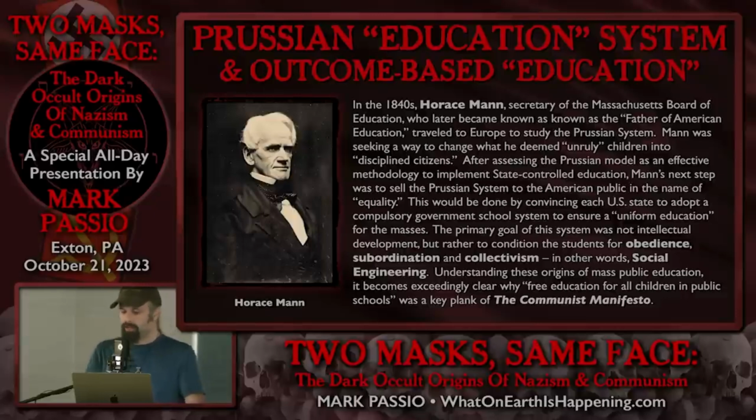This would be done by convincing each U.S. state to adopt a compulsory government school system to inform a, quote, uniform education, again, part of the Communist Manifesto, for the masses. The primary goal of this system was not intellectual development, but rather to condition the students for obedience, subordination, and collectivism. In other words, social engineering. Understanding these origins of mass public education, it becomes exceedingly clear why, quote, free education for all children in public schools was a key plank of the Communist Manifesto.